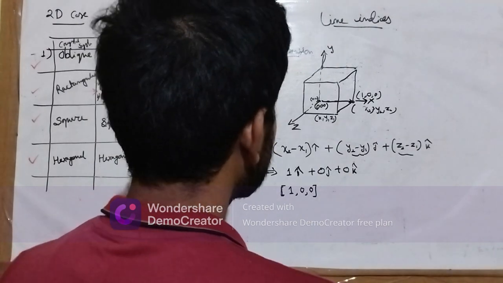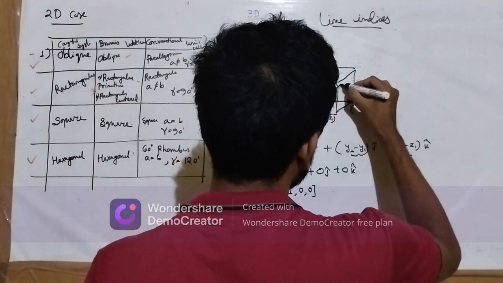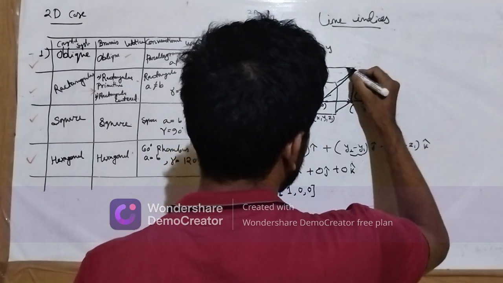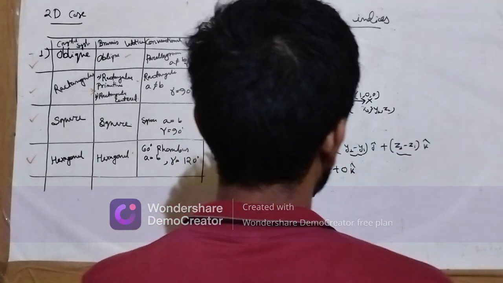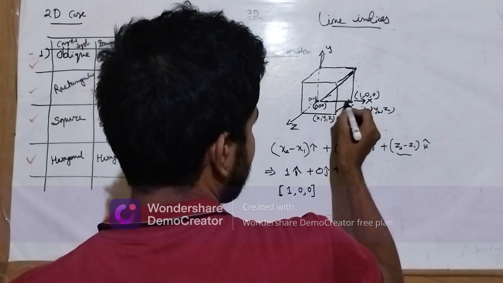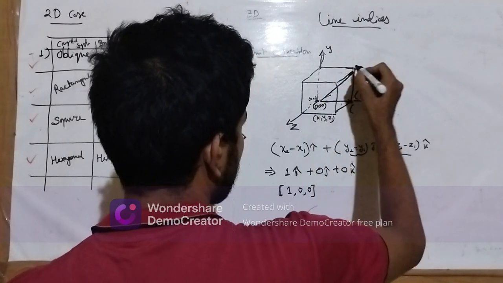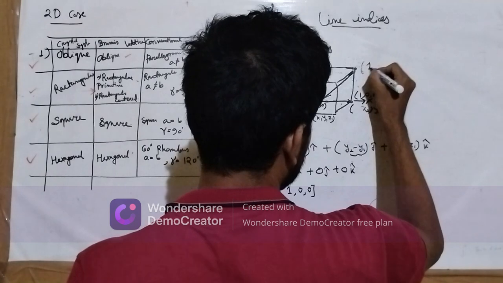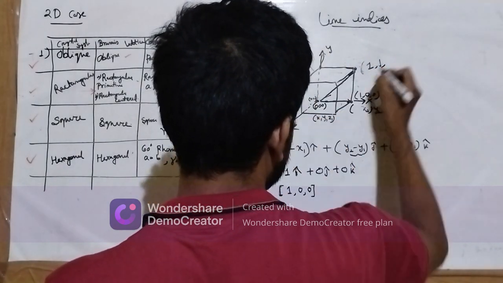Similarly, if we draw this line, if we connect these 2 points, what will be the line indices? Let's suppose this is at the corner. What is the position of this point? On the x-axis 1, on the y-axis 1, and on the z-axis this will be 0.